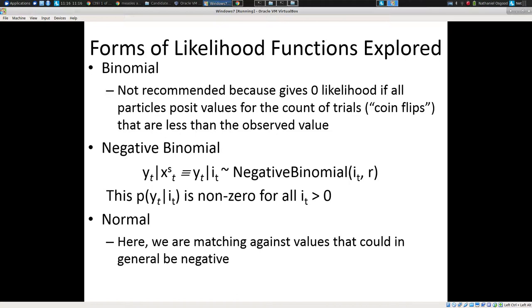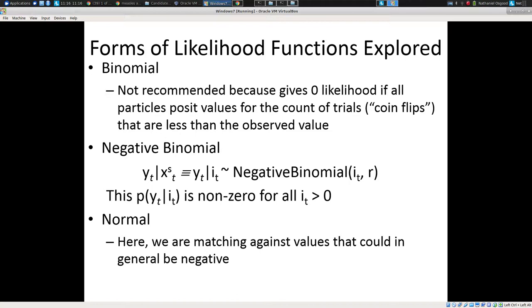So here we get the number of coin flips that turn out heads when you have a coin that has a certain probability of turning out heads. The problem is that it can give zero likelihood if all particles posit values that are incompatible with the number of observations. So if all particles posit a fewer number of people actually infected than the observed value, there's zero chance for any of them that with fewer than 100 people actually ill, you'd actually have 100 people reported as ill.